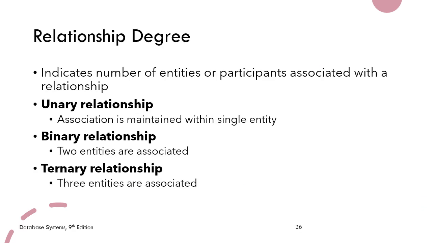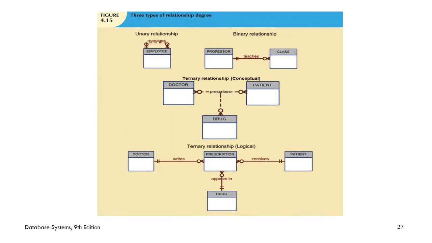Right, I continue with the relationship degree. The degree indicates the number of entities or participants that are associated with a relationship. The first one, we have a unary. The common one, we have a binary. And rarely happening, we have a ternary relationship. 1, 2, 3. Okay, an association maintained within a single entity is a unary. But mostly we have the binary relationship.